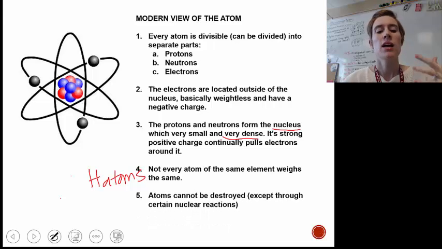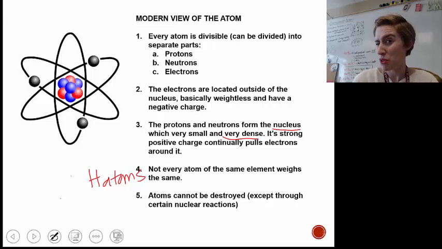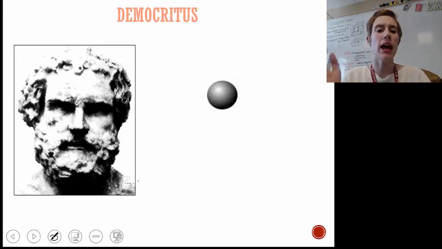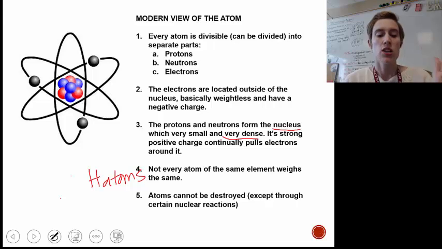Number 5 is that atoms can't be destroyed, and that's not 100% true, but kind of true. Okay, so, well, let me go back. So these are 5 things we believe about the atom. In this video, our primary purpose is to know basically how did we come to know these things about the atom? Who discovered these things that we now believe?